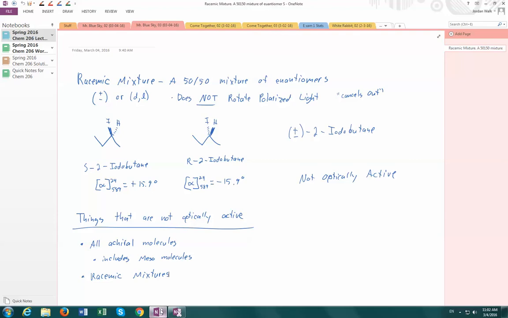And so what we can say is that a perfect racemic mixture, 50-50, is not going to rotate optically, or is not going to be optically active. It's not going to rotate polarized light. Essentially, it's because they cancel out, right? We have some positive rotation, we have some negative rotation, but we don't have any overall rotation.